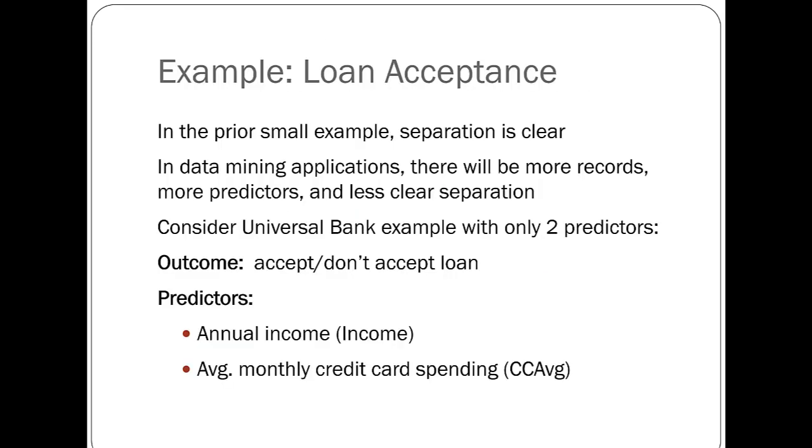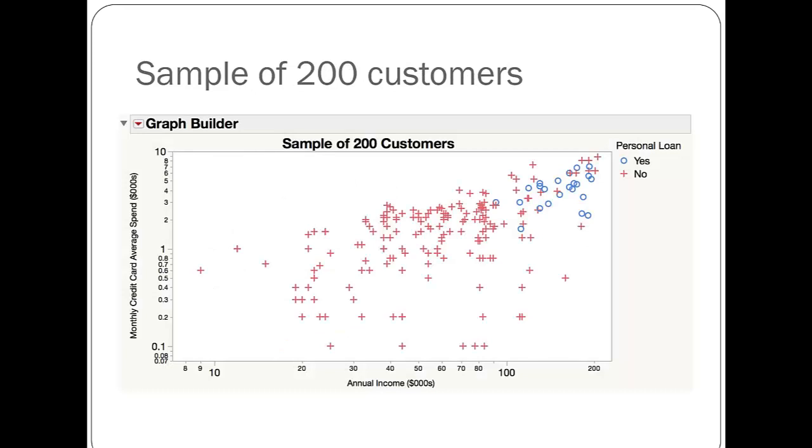The loan acceptance data that we've looked at. We have an outcome, whether people are going to accept or not accept a loan. And the predictor variables we have are annual income and average monthly credit card spending, and there are several other variables, but we're just going to look at these two for now. And if we take a sample of the data, so we have only 200 customers, you can see that we have yeses and nos. Yeses are the circles, nos are the pluses.